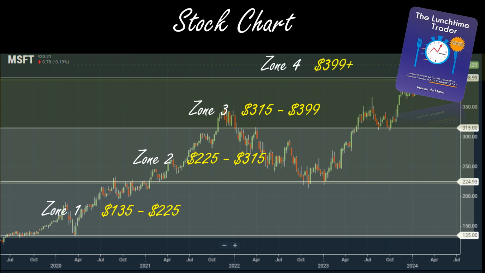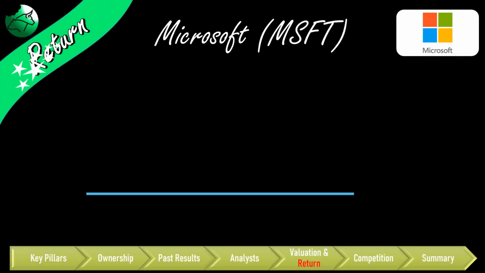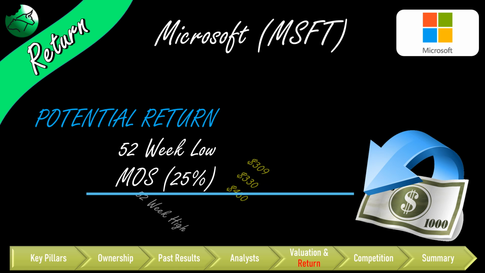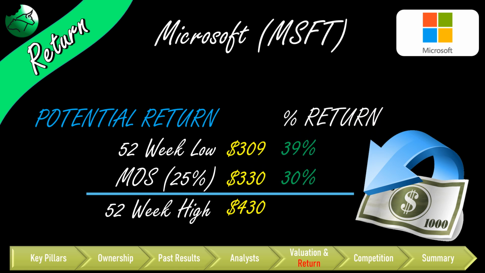If you are wanting to buy and hold and believe that Microsoft will continue to increase year on year at even 10%, buying at today's price will give you a great return, but only if you are prepared to buy and hold for the long term. The return we would receive if we had bought at the 52-week low of $309 and sold at the market high of $430 would be 39%. We could see a return of 30% if we bought at our margin of safety price of $330.